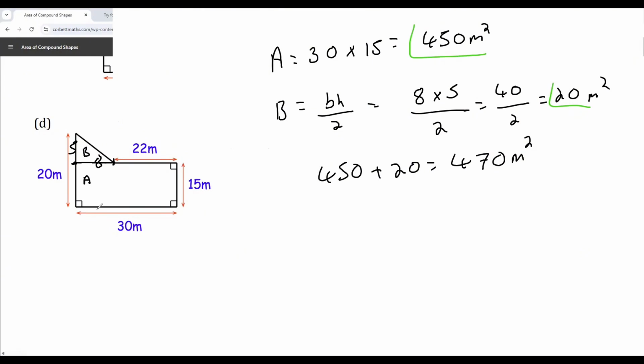So A is 30 times by 15. That's definitely correct there. Then B is the whole thing's 30. That's 22. Obviously not drawn to scale, so that makes that 8. Definitely 8 there. That's correct. Then we've got the height of 20. Take away the 15 makes that 5. That's right. 8 times 5 is 40. Divided by 2 is 20. So yes, it must be correct.